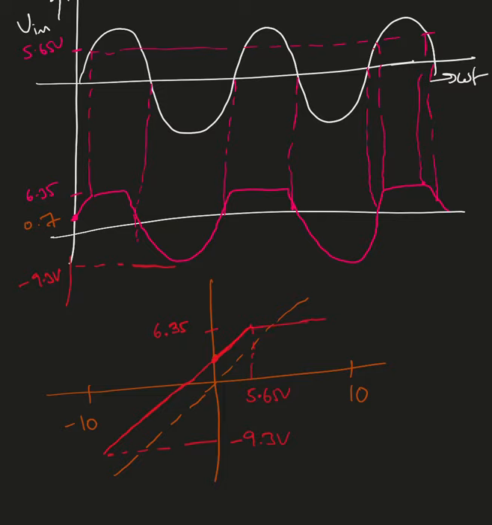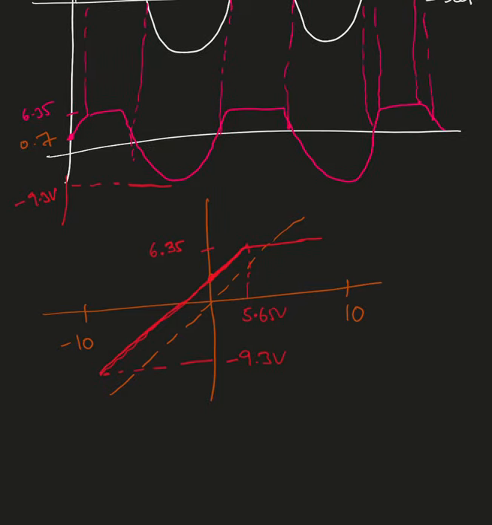So this red line is the transfer characteristics. I'll stop this video here. If possible, I'll solve a couple more examples. Thank you.